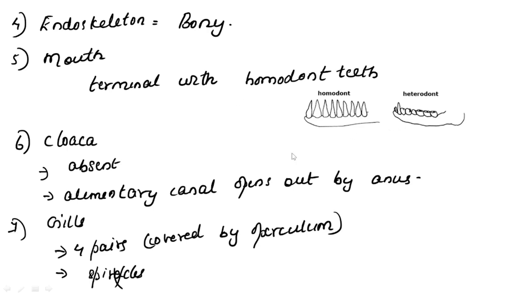Next, endoskeleton. Regarding the endoskeleton, it is bony. Bony means this class of fishes are bony fishes. So its skeleton is very hard, so we are calling it bony fishes. Regarding the mouth, the mouth is always terminal. Terminal means if we draw a fish, its mouth will always be at the tip. That is terminal.